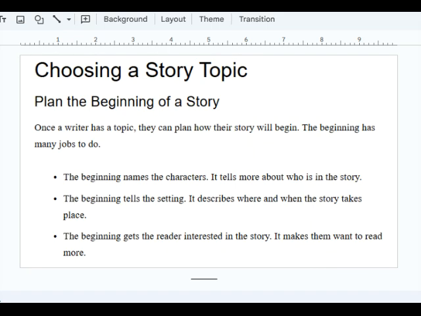Choosing a story topic. Plan the beginning of a story. Once a writer has a topic, they can plan how their story will begin. The beginning has many jobs to do. Remember, the beginning names the characters. It tells more about who is in the story. The beginning tells the setting. It describes where and when the story takes place. And the beginning gets the reader interested in the story. It makes them want to read more.